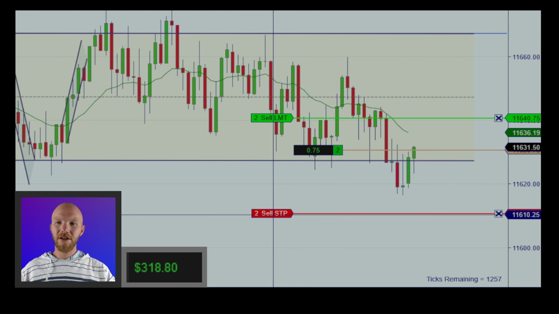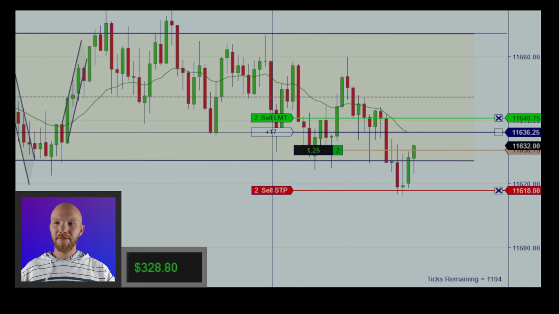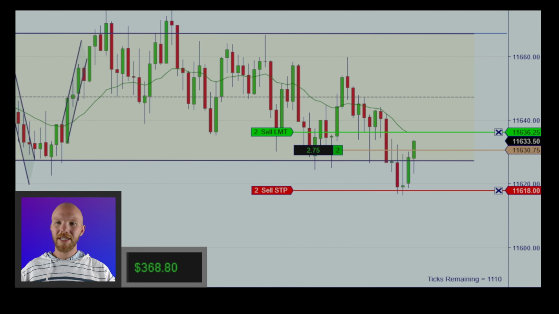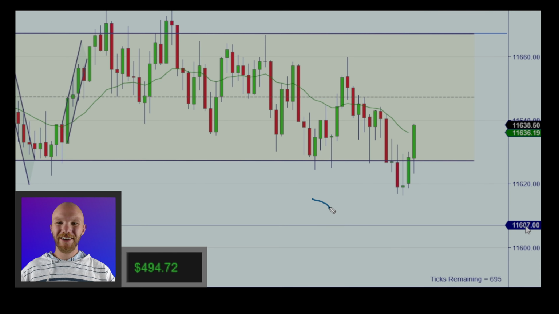Okay, we are long. I'm moving my stop up below our signal bar. I'm just going to go for like 6 points here. I'm not expecting a move all the way up to the top of the range, but just enough to trap some of those. There we go. Trap some of those shorts. So now got another one under our belts. We are now 3 and 2. Now almost up to $500.